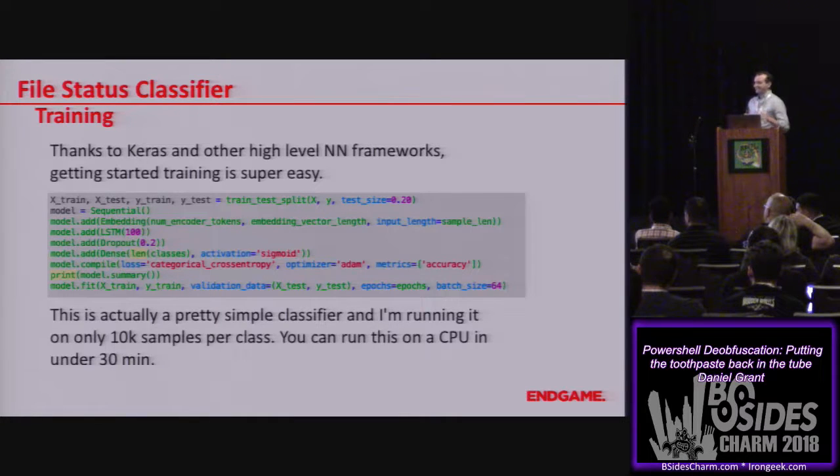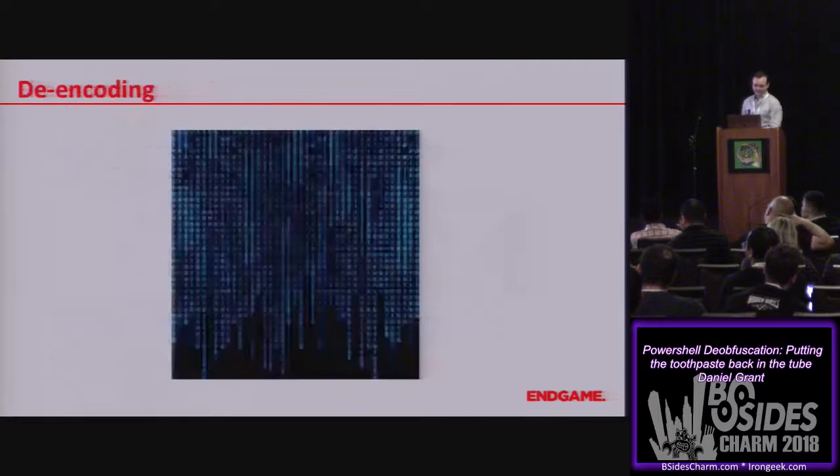And it's a pretty simple classifier on 10,000 samples per class, so 40,000 samples. You can run this in under 30 minutes on a CPU. So if you're worried about it, don't be. Just try something out. Computer science is always about abstraction, so you don't have to know exactly how LSTM works if you know what sort of problems it's good at solving.